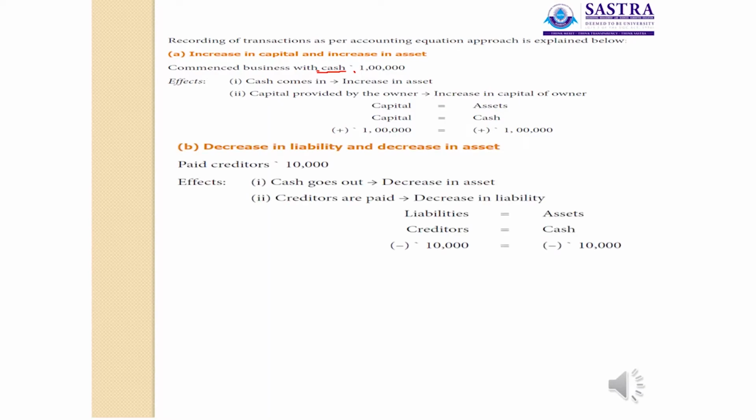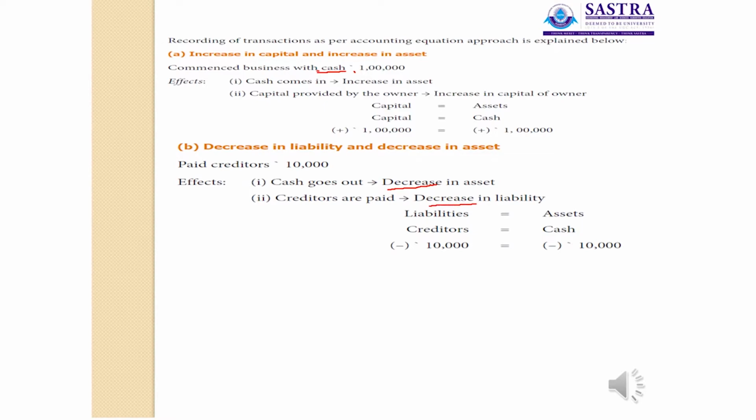Then the next one is decrease in liability and decrease in asset. For example, paid creditors rupees 10,000. What are the effects of the transaction? Here cash and another one is creditors. There are two accounts involved here. Cash goes out of the business, so automatically that will decrease an asset. Creditors are paid, so automatically there is a decrease in liabilities. So here both values will be decreased.